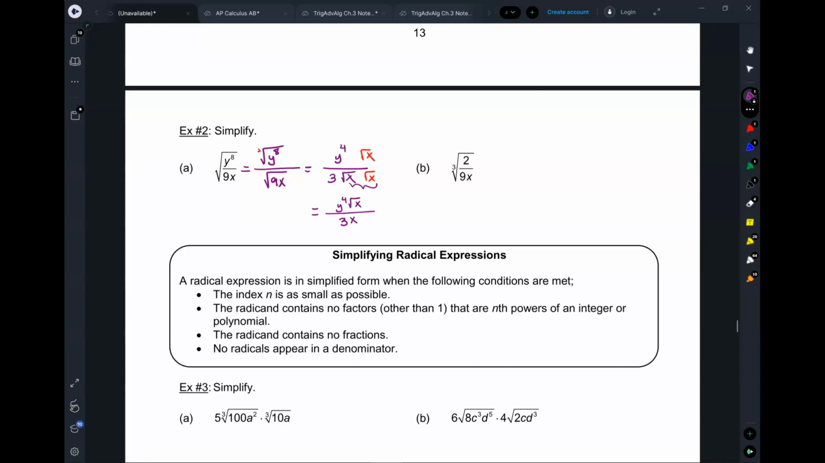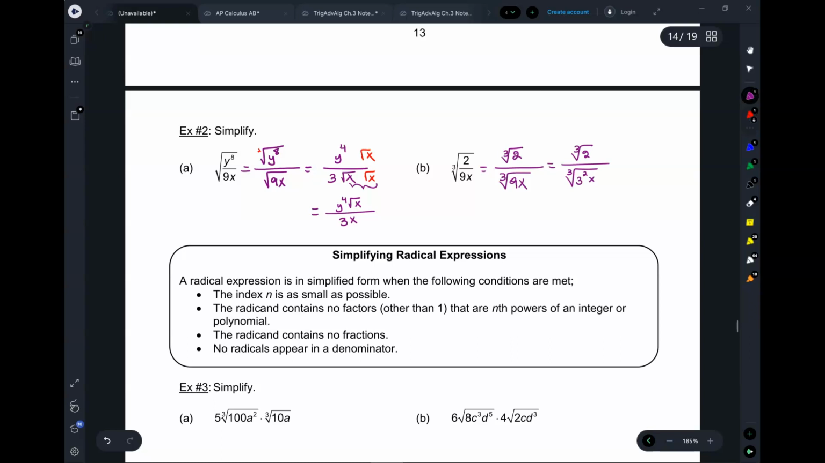Now, similar, let's do this one. This is the cube root of 2 over the cube root of 9x. You don't have enough of anything for anything to come out here, so we need to simplify that. What I'm going to do first is rewrite. This stays as is. This, I'm going to rewrite the 9 as its elemental base, the smallest base, which is 3 squared x.